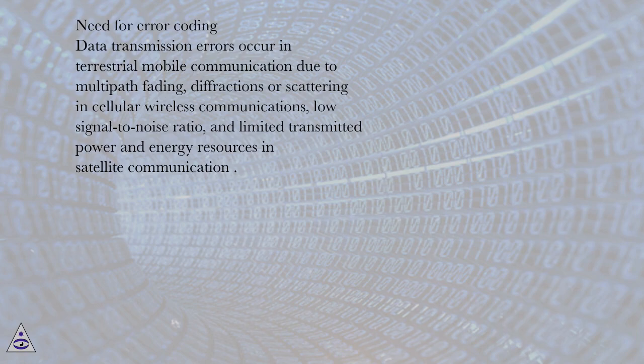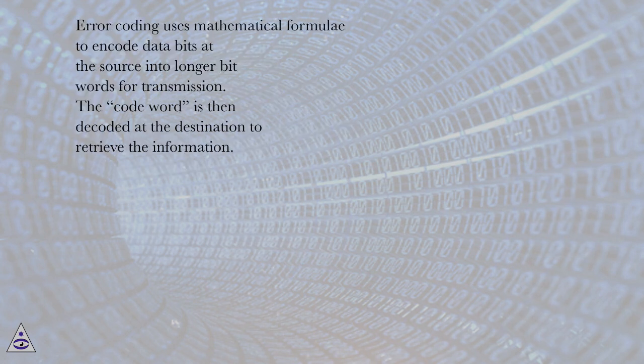Need for error coding. Data transmission errors occur in terrestrial mobile communication due to multipath fading, diffractions or scattering in cellular wireless communications, low signal-to-noise ratio, and limited transmitted power and energy resources in satellite communication. Error coding uses mathematical formulae to encode data bits at the source into longer bit words for transmission.